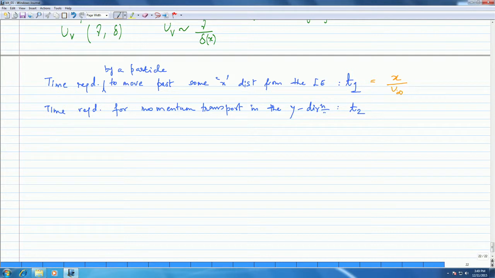Now, what is the time required for momentum transport in the y direction? We said that the distance there is delta, and the corresponding velocity is uv. So again, this is distance by velocity, and this is again distance by velocity, that gives you the time, right?